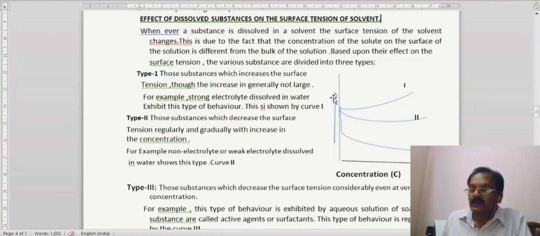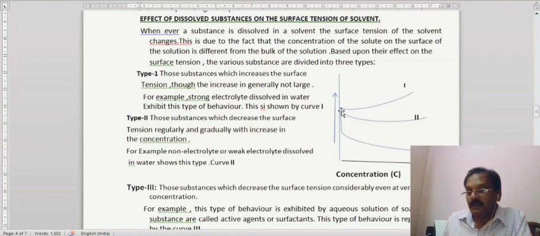This means there is, no doubt, an increase in the surface tension, though not to a great extent. There is a gradual, upward increase in the surface tension of the solvent. For example, a strong electrolyte dissolved in water exhibits this type of behavior. So this is shown by curve 1. This is type 1.